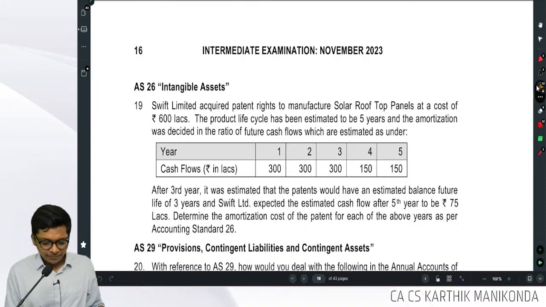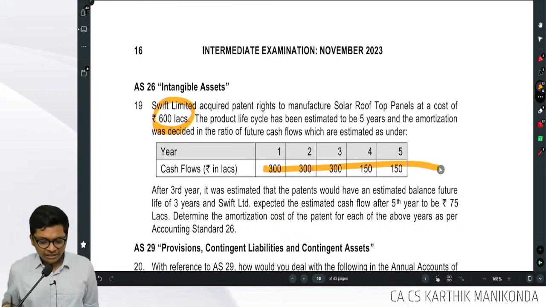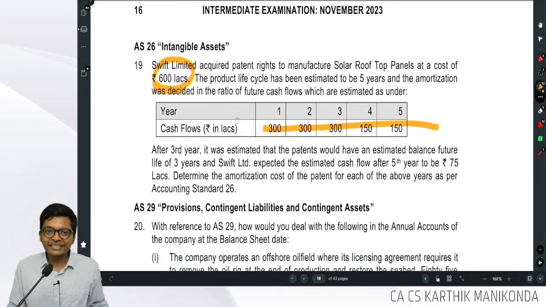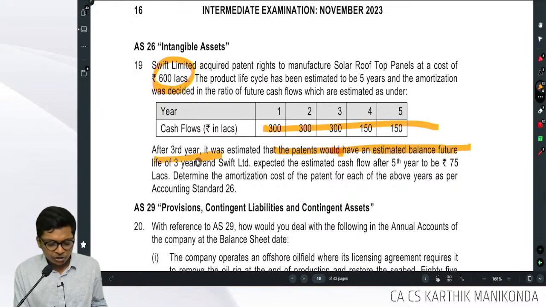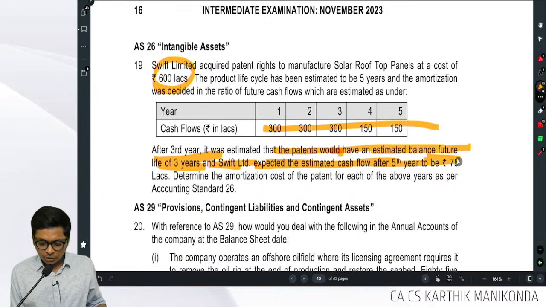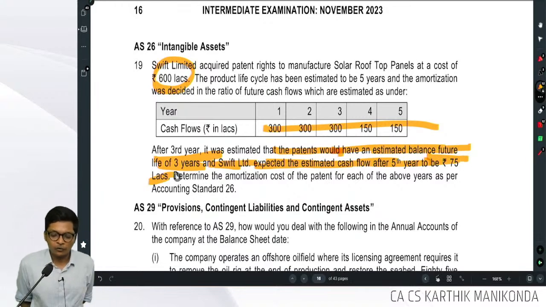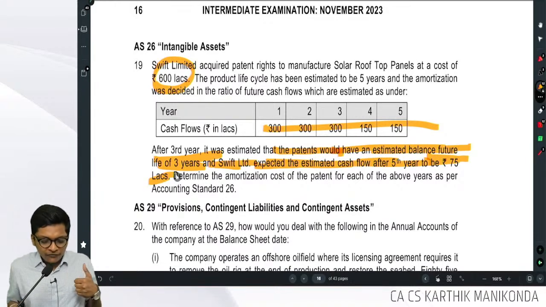They have given a simple thing that the asset is costing 600 lakhs. These are the cash flows for the next 5 years. After the third year, it was estimated that the patents would have an estimated balance future life of 3 years, and Swift Limited expected the estimated cash flow after the 5th year to be 75 lakhs. Are you following, guys? So they are saying after 3 years, we are expecting one more year and the last year cash is 75 lakhs.